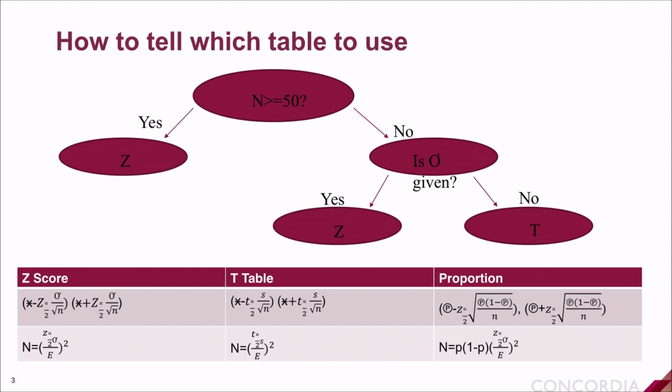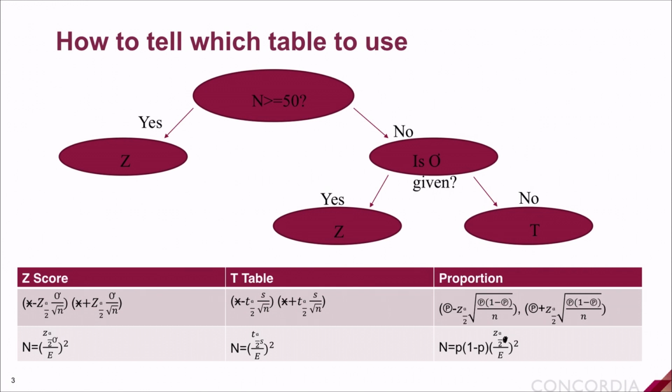In this chart, we have all the formulas needed for this chapter. The first column is about z-scores, the second is about t-tables, and the third is about proportions. And the first row is for confidence levels, and the second row is for margin of error. The only adjustment that needs to be made is in this last cell, proportions. This margin of error formula should not include standard deviation. Just scratch that out and ignore it.